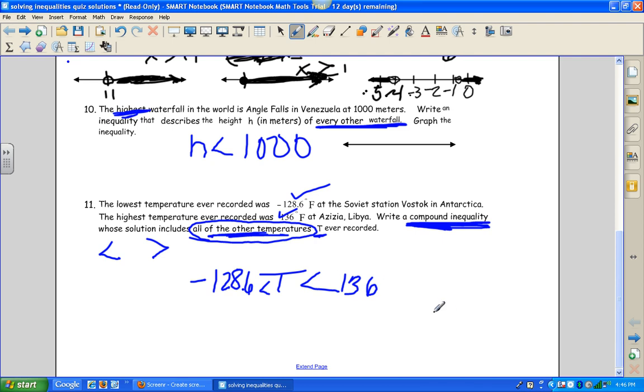A little ragged there written, but I read papers like this, or worse. Okay, negative 128.6 is less than T, and T is less than 136.